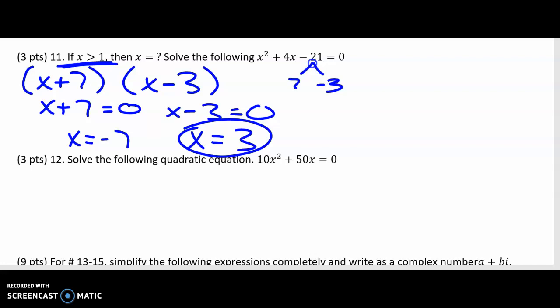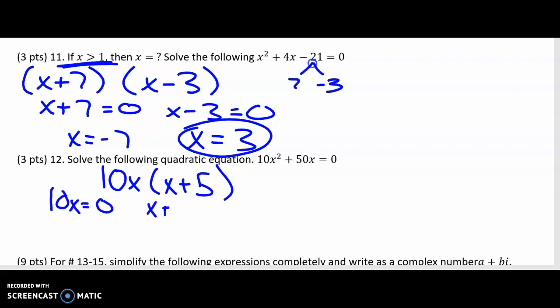Okay, number 12, solve the following quadratic equation. Again, only 2 terms, so your choice is difference of 2 squares or GCF. In this case, I can't use difference of 2 squares, so GCF it is. My GCF here is going to be 10x, which would leave me on the inside with x plus 5. Now, what you have to do here is set everything equal to 0. So that means your GCF gets set equal to 0. So does your parenthesis. Both get set equal to 0. Quickly solve them. So x is going to be 0 from the first one and negative 5 from the second one. Just make sure everything gets set equal to 0 and go ahead and solve.